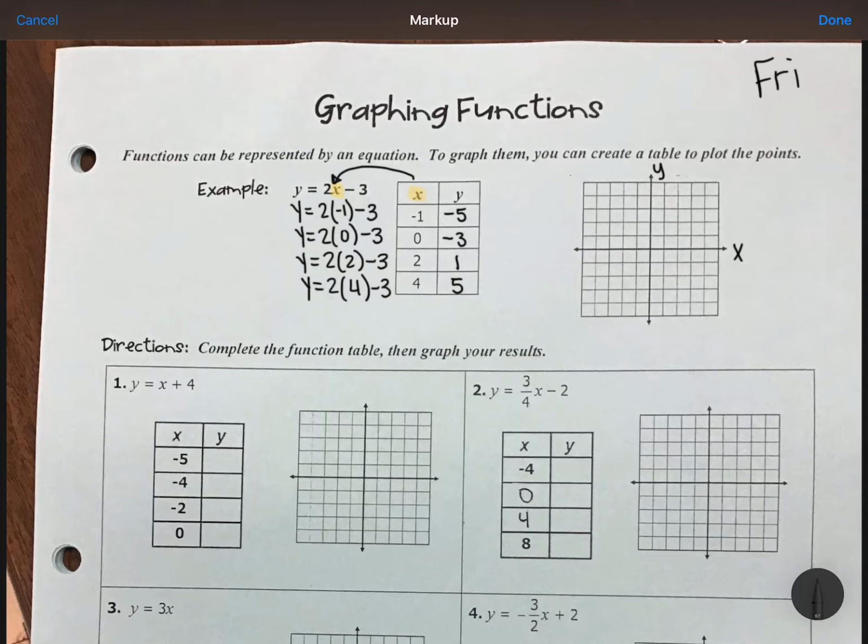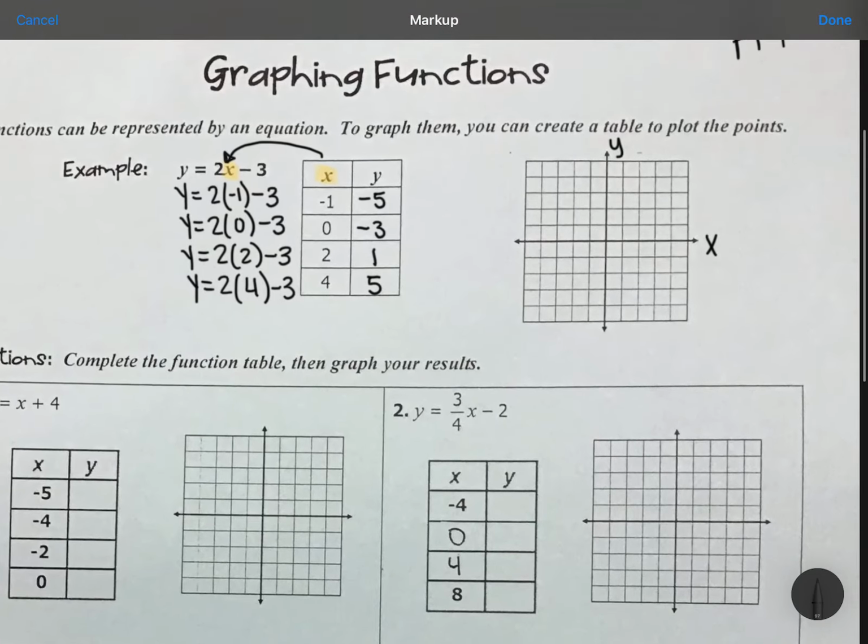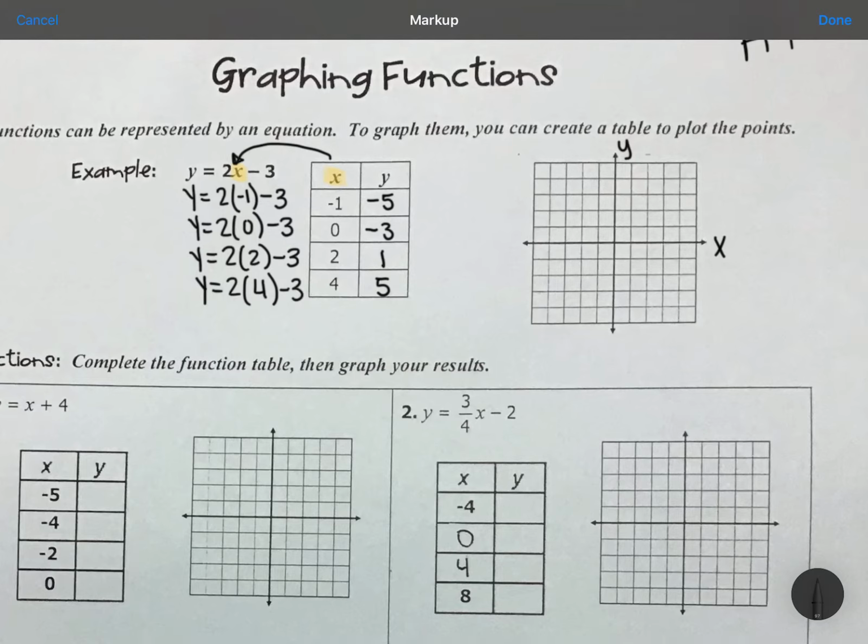I label my x and my y axis, and you should too every time. And now I'm going to graph each ordered pair. I have 4 ordered pairs, so I should have 4 dots on my graph when I get done. -1, -5. Remember from previous math classes how to graph an ordered pair. You're going to do the x first, so you're going to go left 1 because it's negative. And then we're going to do y, which is -5, which is down 5. So left 1, down 5. Puts a point right there.